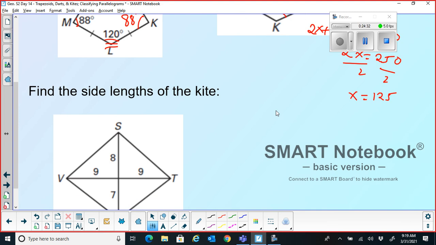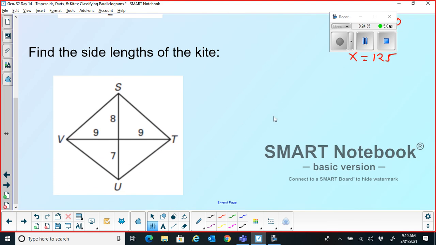Let's see the next one. Find the side lengths of the kite. Okay, they are asking us to find the side lengths of the kite. Let me do this particular problem. We know that in the case of the kite, the diagonals will meet in a manner such that they are perpendicular. So I can find this using the Pythagorean theorem. SV is congruent to ST, and I have VU congruent to UT. So I just have to find SV using the Pythagorean theorem.